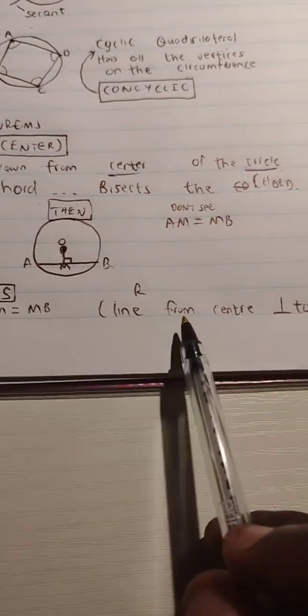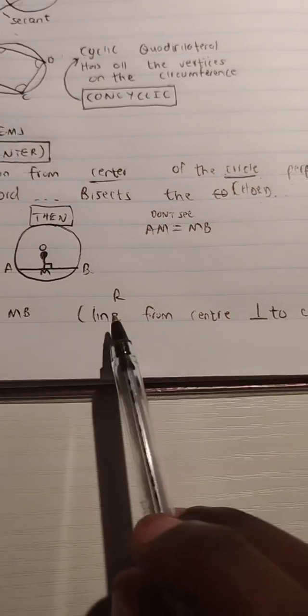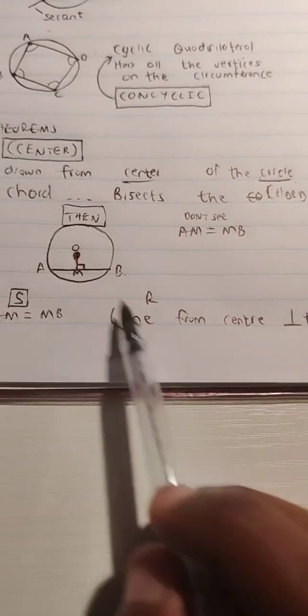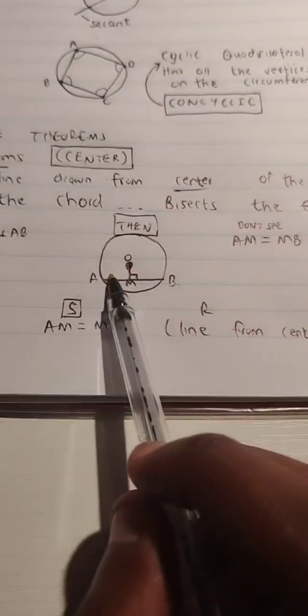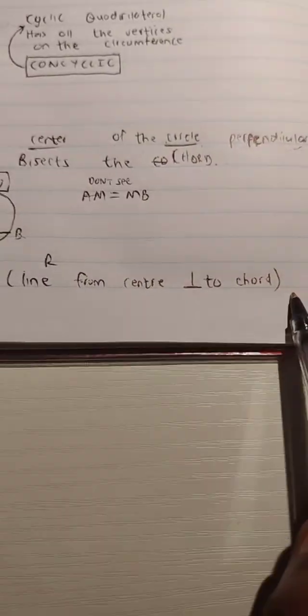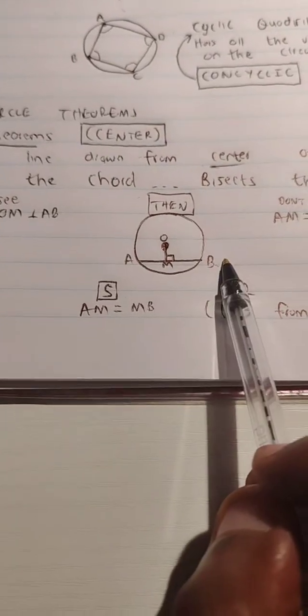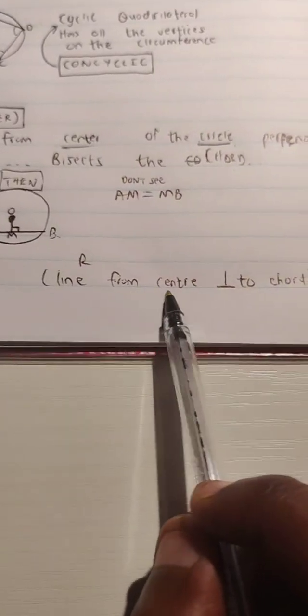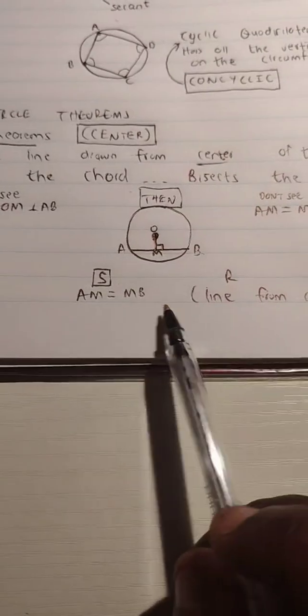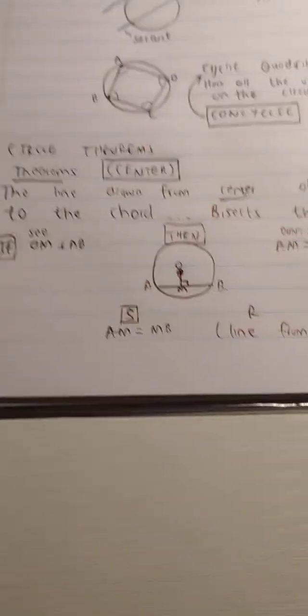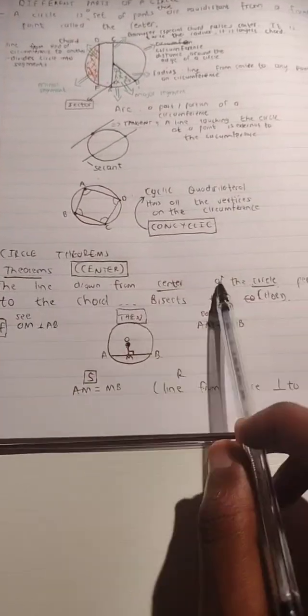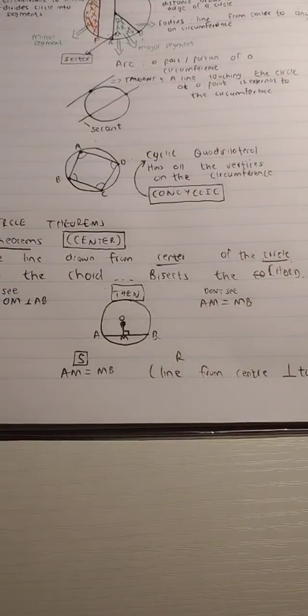What's the reason? The reason is seen. The line from the center, there is the center, is perpendicular, look at the 90 degrees, to the chord. Look at AB, it is the chord. So this is the seen reason and the unseen statement. That is coming from theorem number 1.